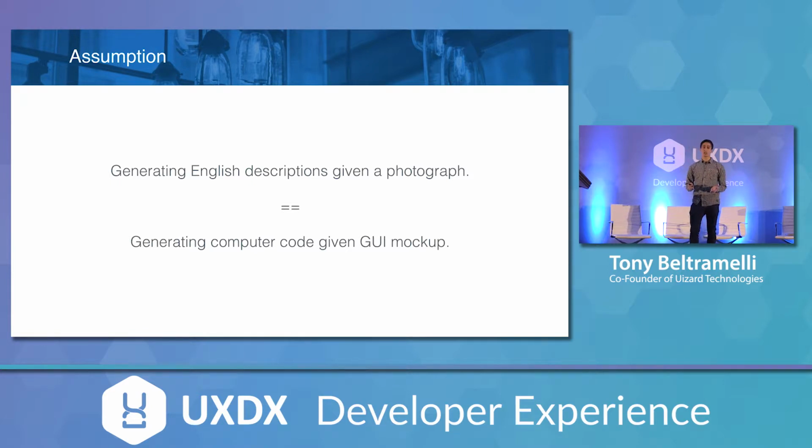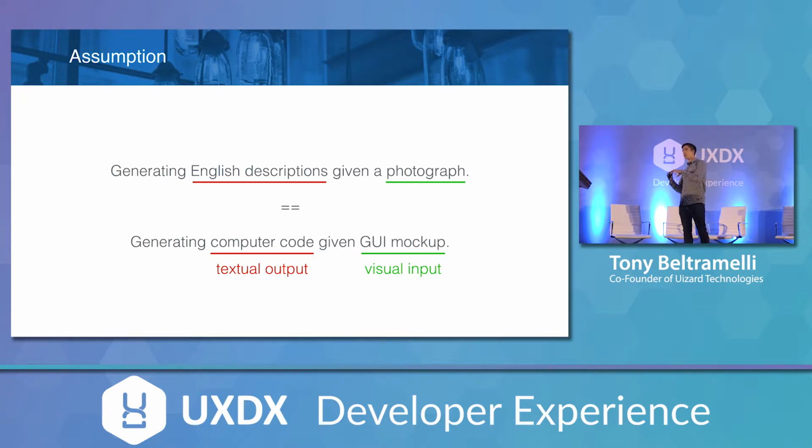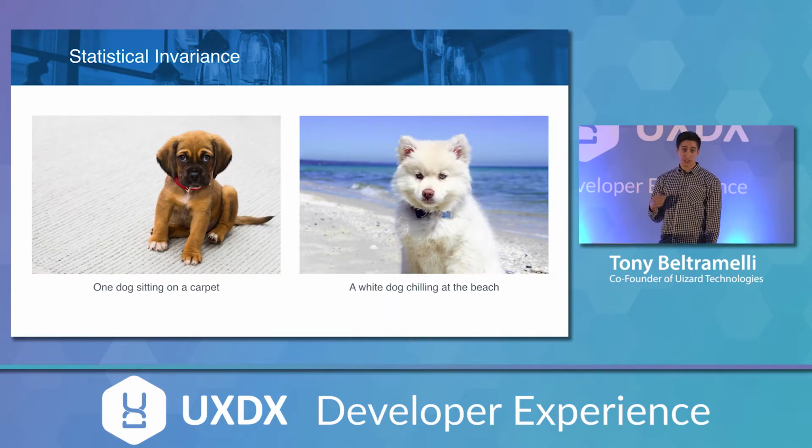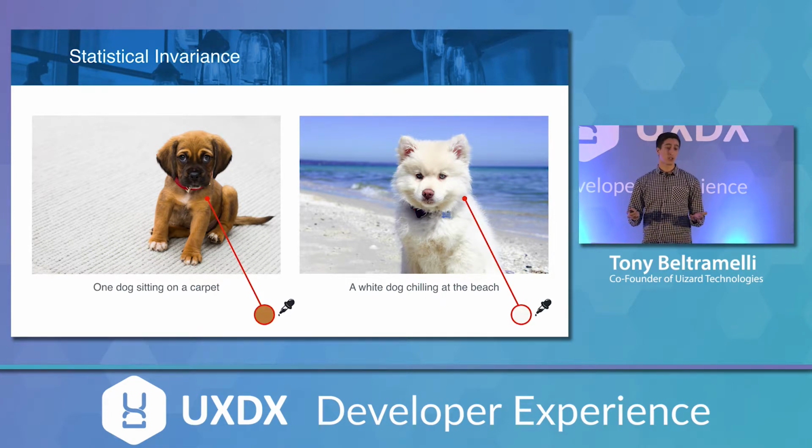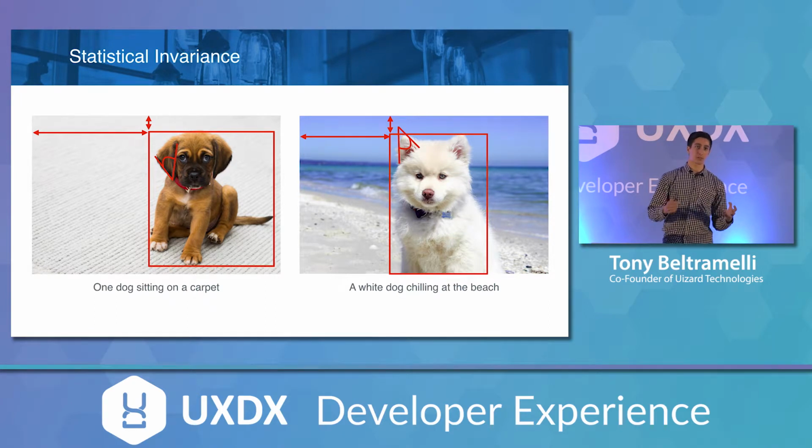And the assumption was, if you can use machine learning to generate an English description given a photograph, can you use the same approach to generate code given a graphical user interface mockup? In both cases, you're trying to generate text from an image. And the nice thing about deep learning is that it's statistically invariant. If you want to detect a dog or a cat or whatever, it doesn't matter which color the dog is. The algorithm should understand the concept of a dog.